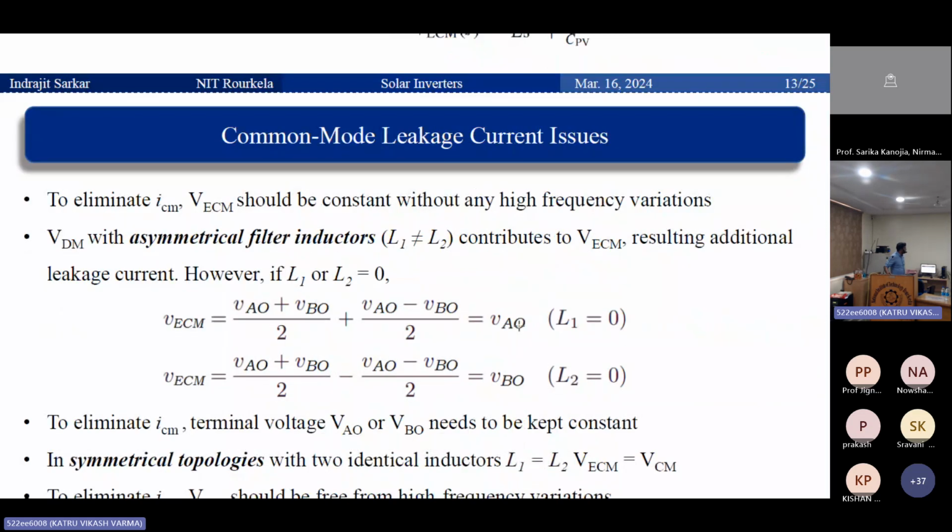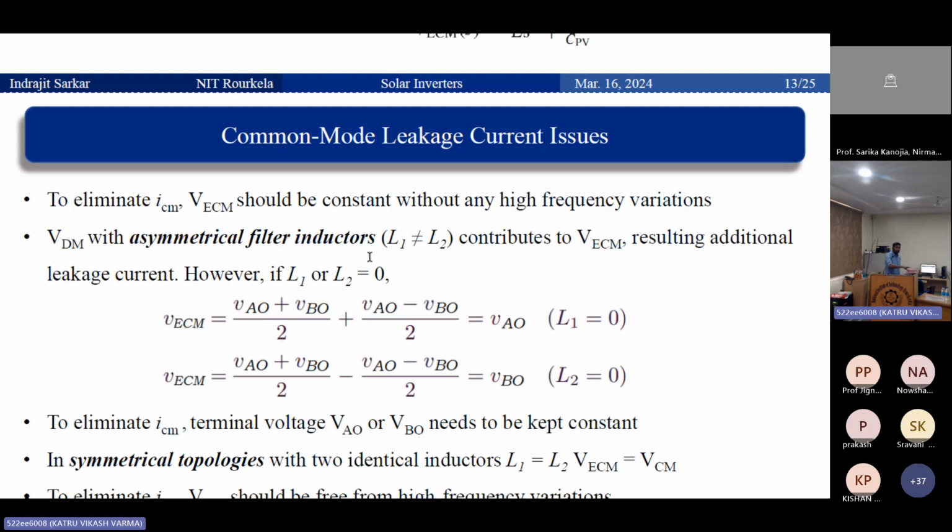So how to eliminate it? To eliminate, this should be constant without any high frequency variation. So the equivalent common mode voltage we need to keep constant. Then only C dV by dt will be 0, so no common mode current. So how can we make it? One thing we can do, let's say L1 not equal to L2. Both exist. That is called asymmetrical filter inductors.